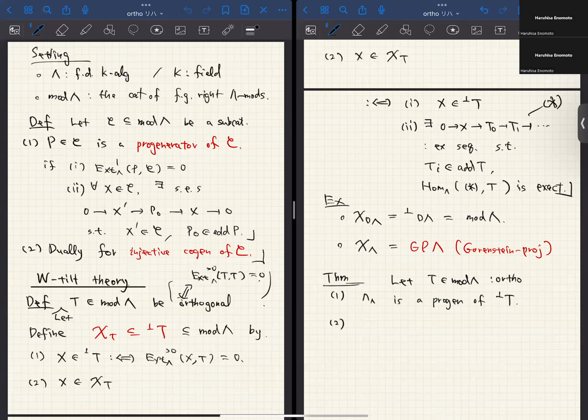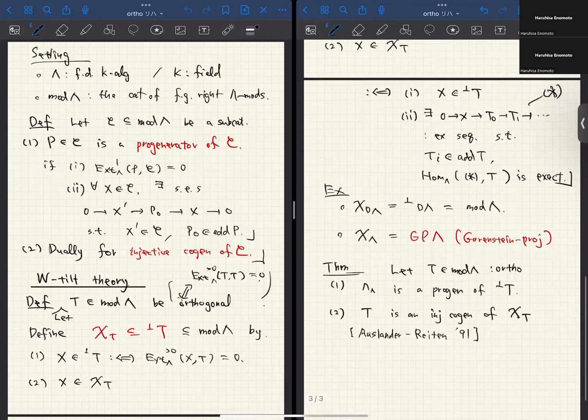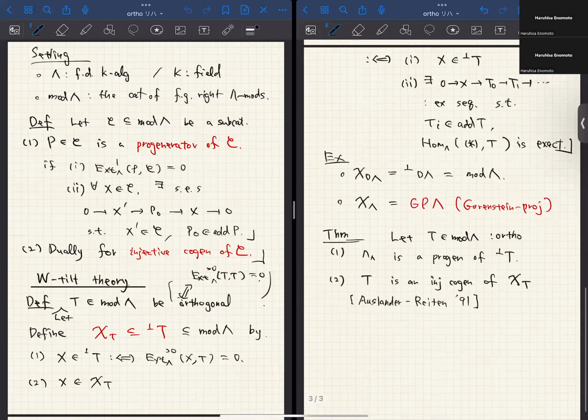But in general, and so I will write here, T is an injective cogenerator of X_T. And this is a little hard. And actually, these kinds of things and these subcategories were first studied in Auslander and Reiten's paper, 1991, Applications of contravariantly finite subcategories. And this is one of their results.